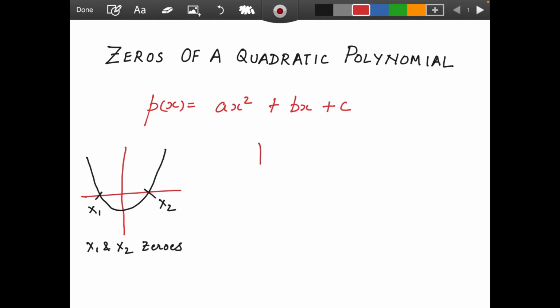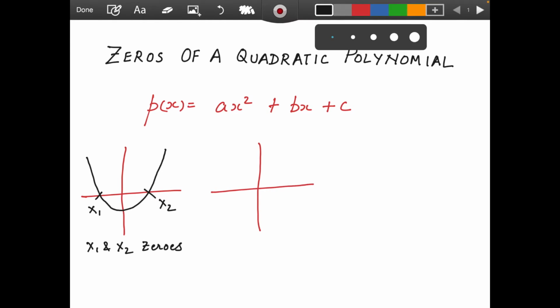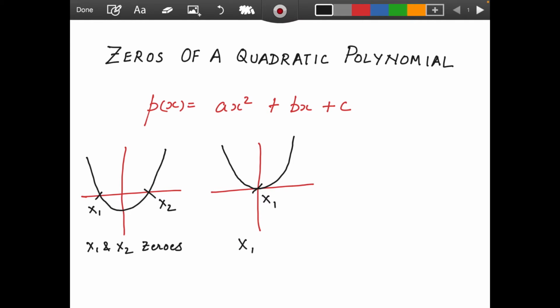For example, the graph could look something like this. If you carefully look, this graph is intersecting the x-axis at just one point, x1. So x1 is also the zero of the polynomial, and in this case there is just one zero, whereas in the earlier case there were two zeros.